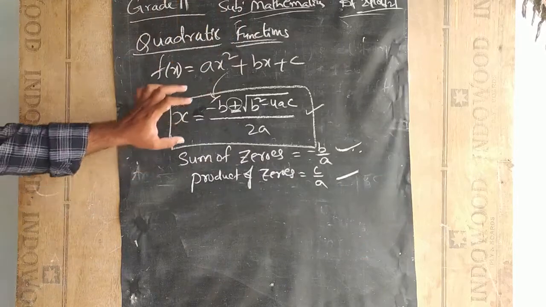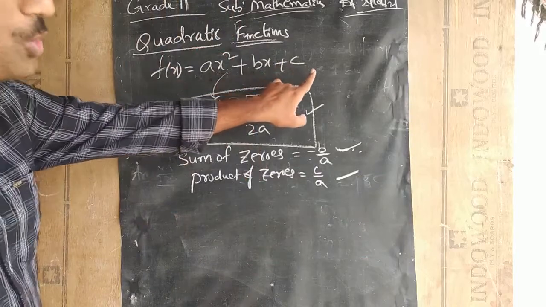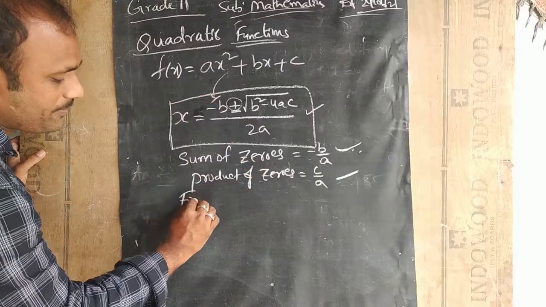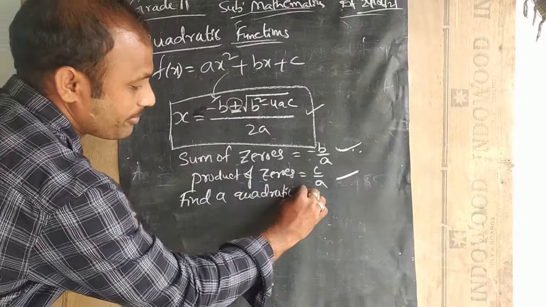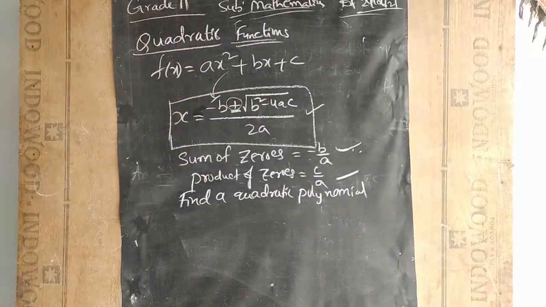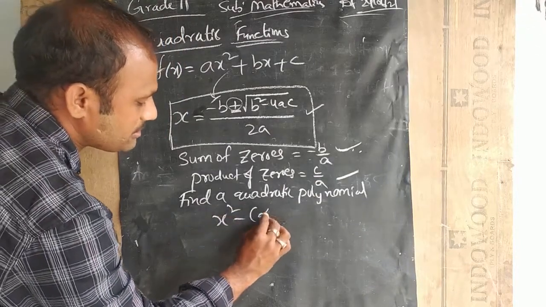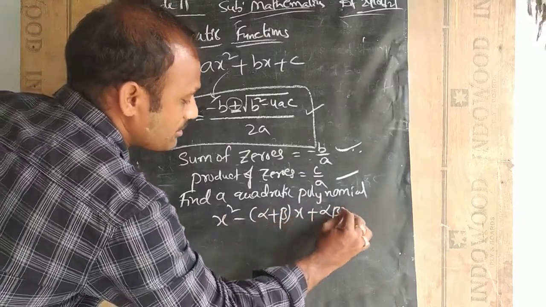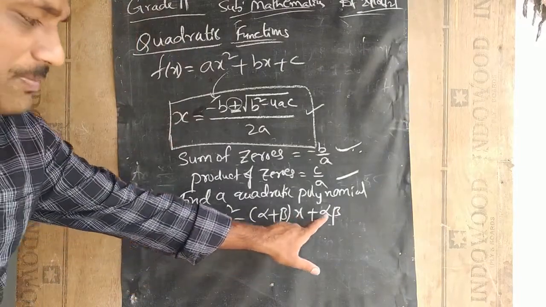Next, from the examination point of view, he may give two zeros and ask us to find a quadratic polynomial. We can find a quadratic polynomial by using the formula x square minus alpha plus beta into x plus alpha beta. This is the formula to be used. x square minus alpha plus beta into x plus alpha beta.